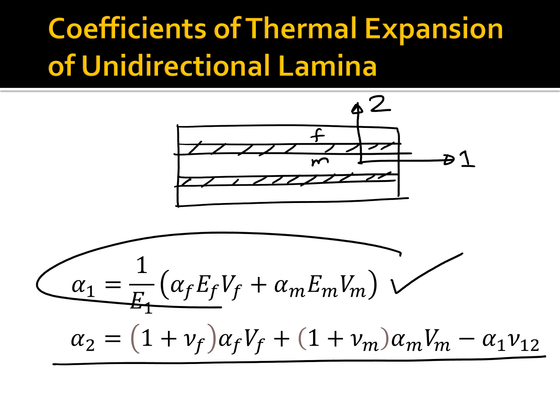So we're going to calculate this, but the reason why I wrote both of these formulas here is because the formula for alpha 1 and alpha 2 is not a simple rule of mixtures or inverse rule of mixtures. It does not only depend on the thermal expansion coefficient of the fiber and the matrix and the volume fraction of the fiber and the matrix, but also on the Young's modulus of the fiber and the matrix. And when you look at the formula for alpha 2, you also get the Poisson's ratio of the fiber and the matrix involved.